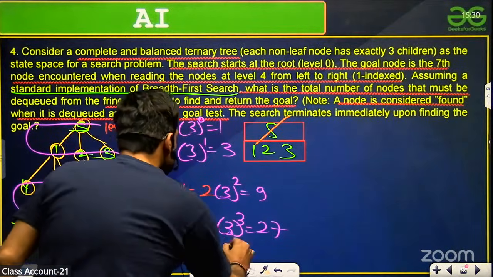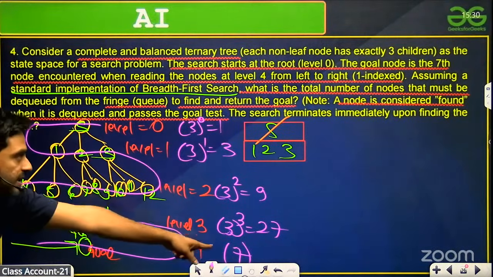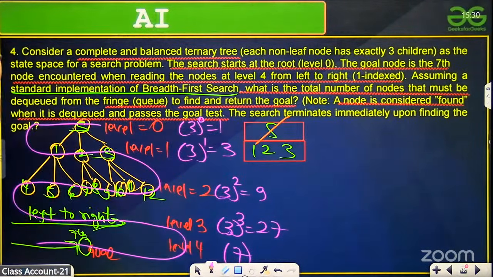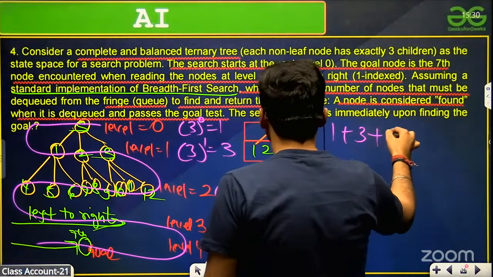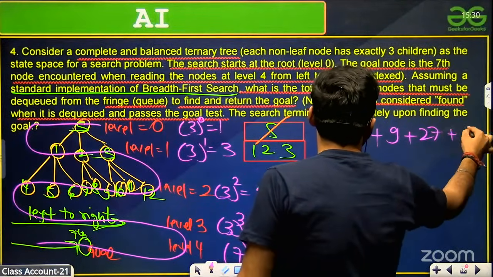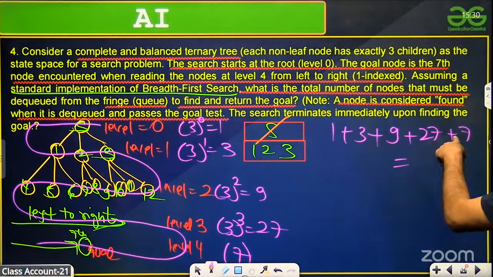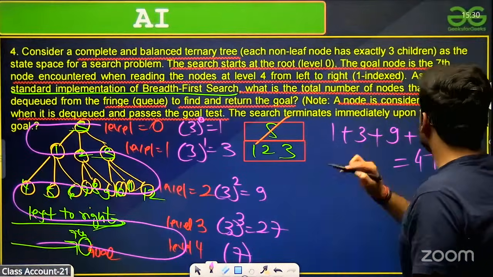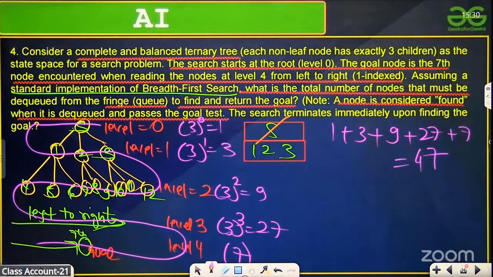So how many nodes would be dequeued? A total of 7 nodes would be dequeued. So what is the total number of nodes that must be dequeued from the fringe? That is 1 plus 3 plus 9 plus 27 plus 7. If you just add it, 9 plus 4 is 13, 40 plus 7, so a total of 47 nodes would be dequeued from the fringe, if I have to find the goal node at the 7th position.